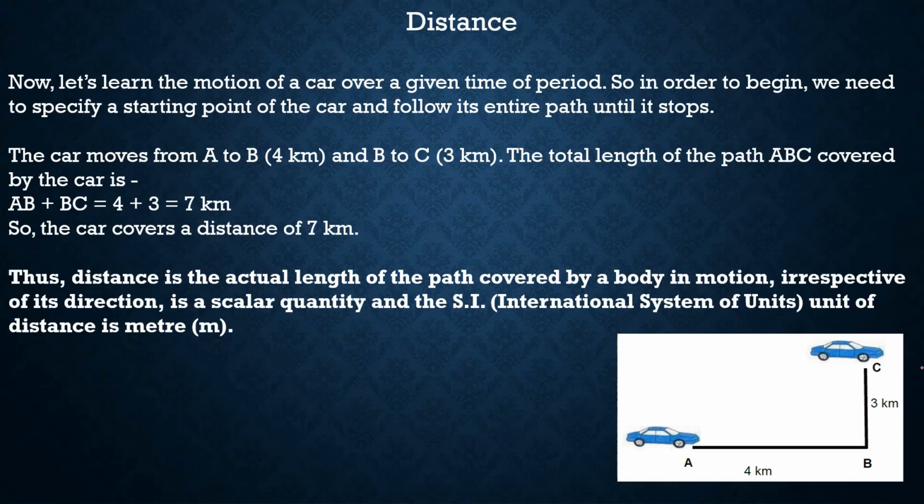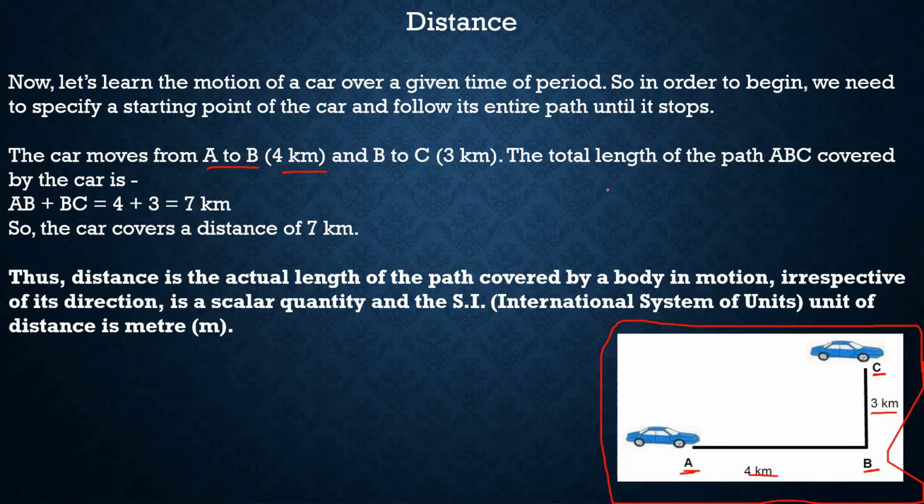Now we are going to study this image that is given at the bottom right, and we're going to see what is the distance of the car. In order to begin, first you have to specify the starting point. So A is the starting point and C is the ending point, but there is a break, that is B. To calculate the distance, we see that it moves from A to B first, that is 4 kilometers, and then B to C, that is 3 kilometers. It is given over here.